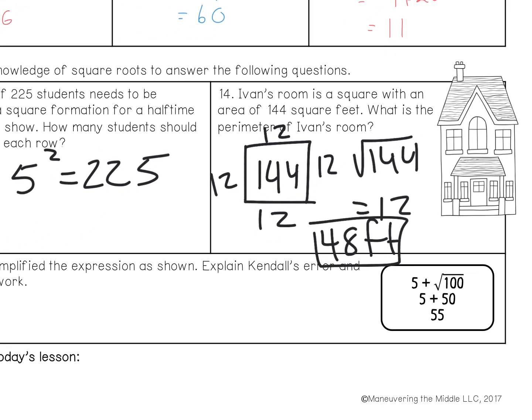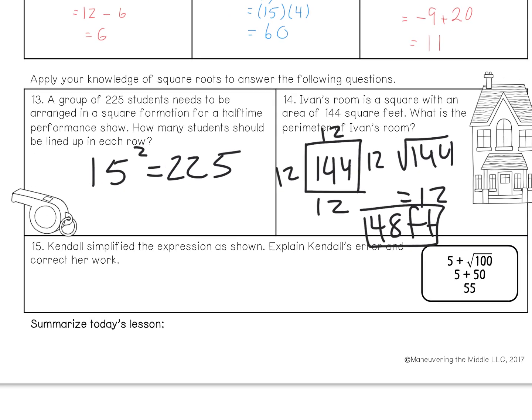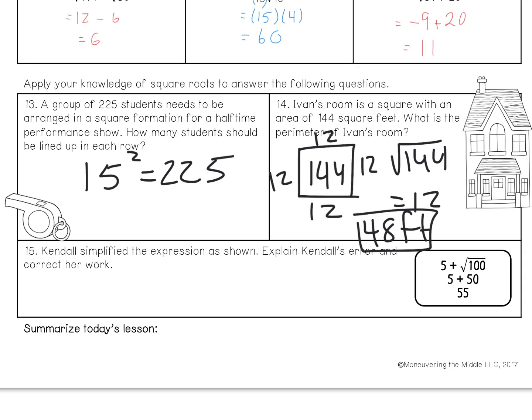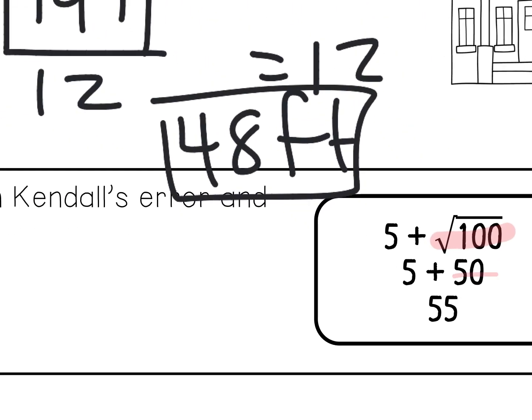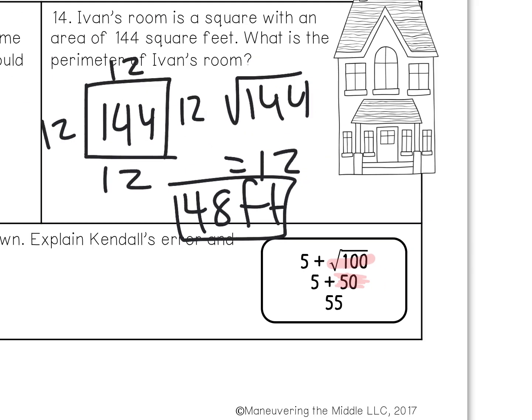Okay. And number 15 says, where's his mistake? Has anyone looked at it yet? Okay, so 50 is not the square root. Correct. The square root of 100 is 10, because 10 times 10 is 100. So his or her error is in this section right here. They said the square root of 100 is 50. Okay?